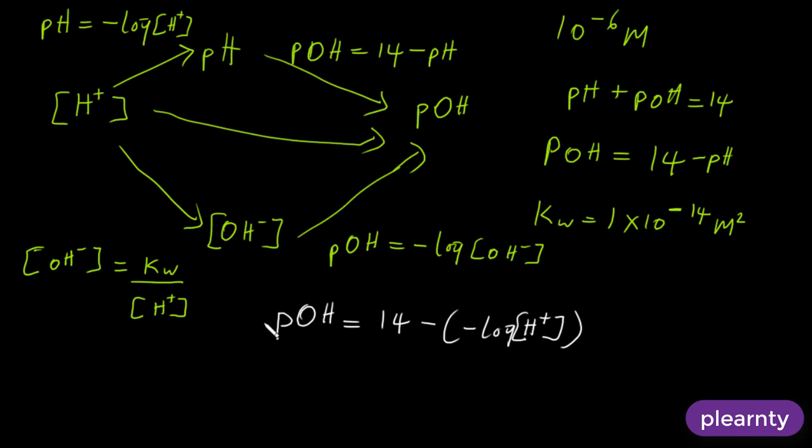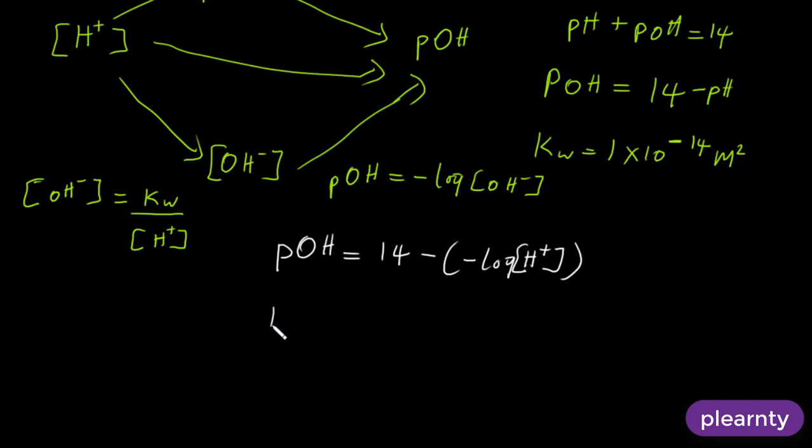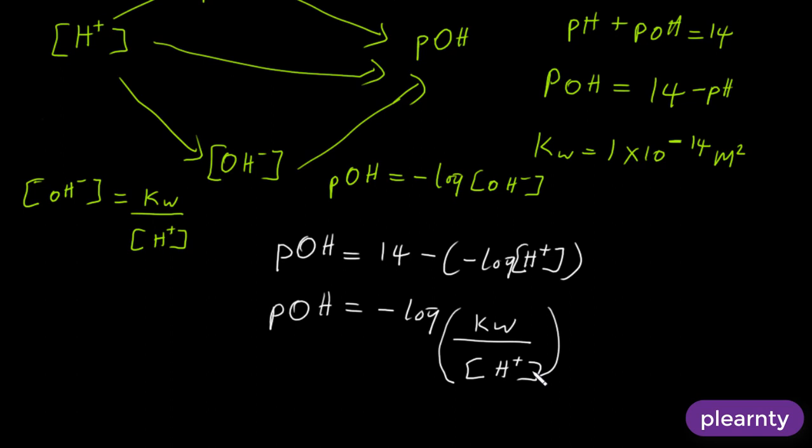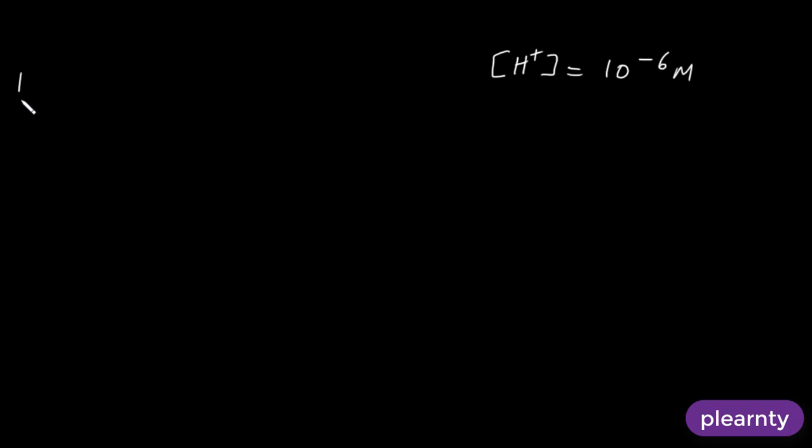And lastly, we could also incorporate the concentration of hydroxyl ion, which is the whole of this, into this formula. So we have negative log of the whole of this, and that will give us pOH is equal to negative log of. At this point you have to be very careful, so let's put the whole thing in a bracket. Open bracket, Kw over hydrogen ion concentration, close bracket. So now we have 4 ways of dealing with the question. Now let's solve using the first method.